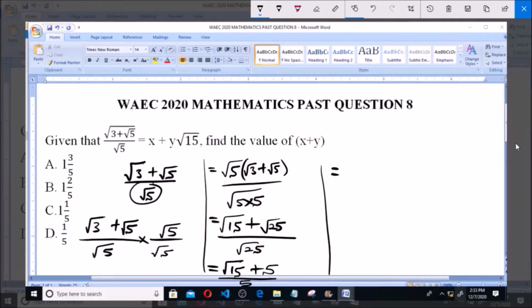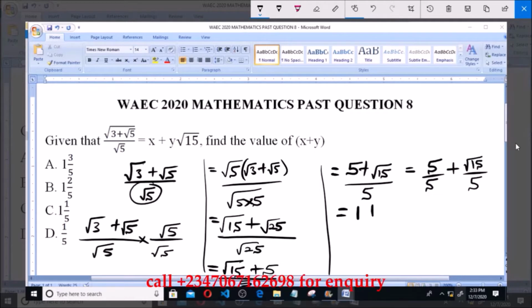So this is equal to, you can write it as, 5 plus root 15 all over 5. Now this can be rewritten by splitting it as 5 over 5 plus root 15 all over 5. Now this is equal to 1 plus root 15 over 5. Now let's go back to our question. The question says, given that this is equal to x plus y root 15. Now if you look at this, x here is 1. We can say therefore x equals 1.